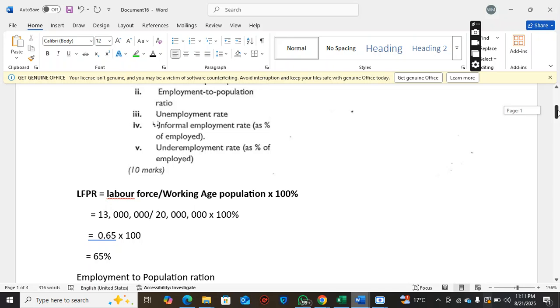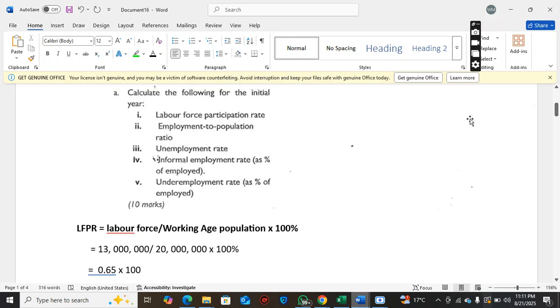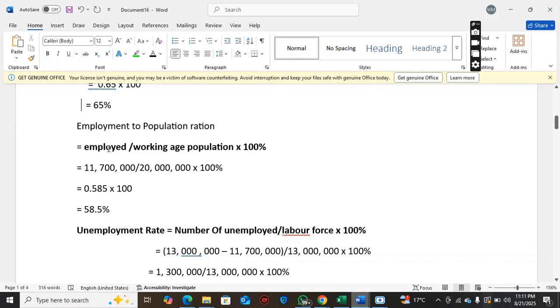Wonderful. The next one is the employment to population ratio, which is just the employed people over the working age population. We're told 11.7 million are employed out of 20 million. So 11.7 divided by 20, we get 0.585. Multiply by 100, 58.5%. Employment to population ratio: out of the working age population, out of this 20 million, 58.5% are employed.